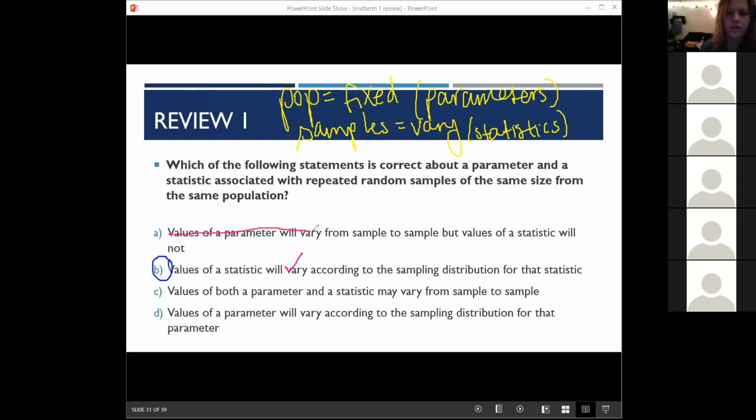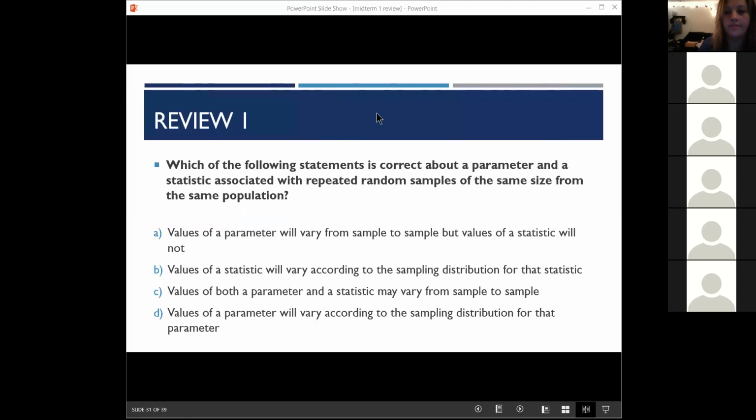Values of a parameter will not vary because remember, this is going to be fixed. So that's why A is not correct. And then C says values of both a parameter and statistic will vary. No, it will not. Statistic will, but not a parameter. And then for D, values of a parameter will vary. Nope, not true. So that's why our answer is B. Great job, guys.